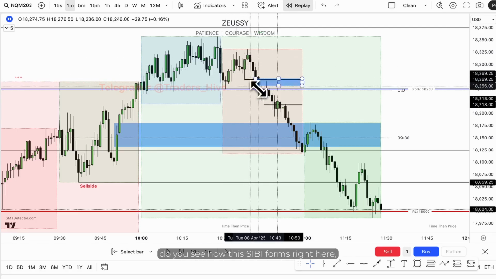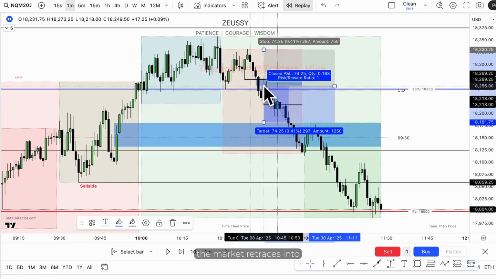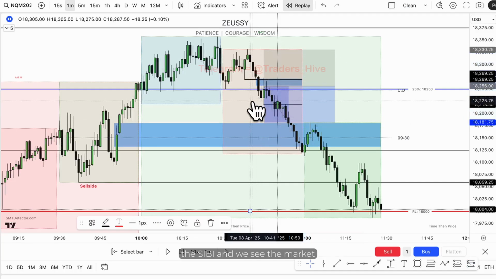Do you see how this CB forms right here? Now, this CB by itself is a short. And the reason why is because at what time is this short being presented? At exactly 10:45, which is the beginning of our second macro for the New York morning session that we're interested in, meaning from 10:45 to 11:15. There are macros in advance of this, so 9:45 to 10:15 is also one which I like, and next to that we also have them prior to the regular trading hours. However, the main focus should be on 9:45 to 10:15 and 10:45 to 11:15. So exactly at 10:45 the market retraces into the CB, and we see the market form a high there.